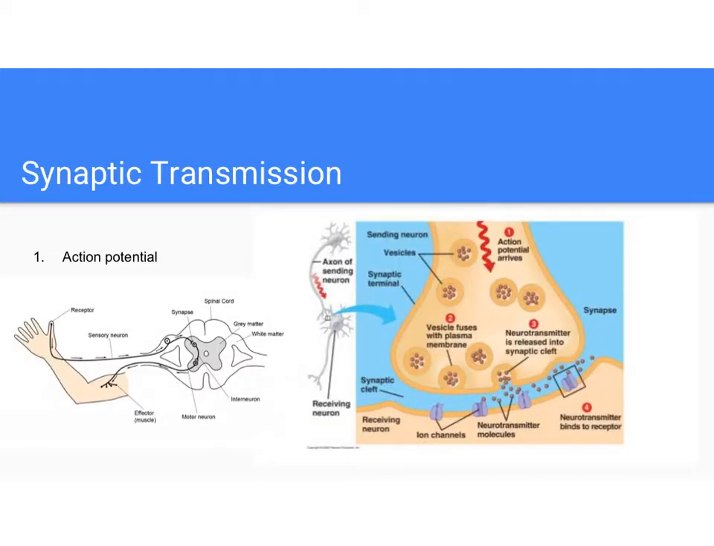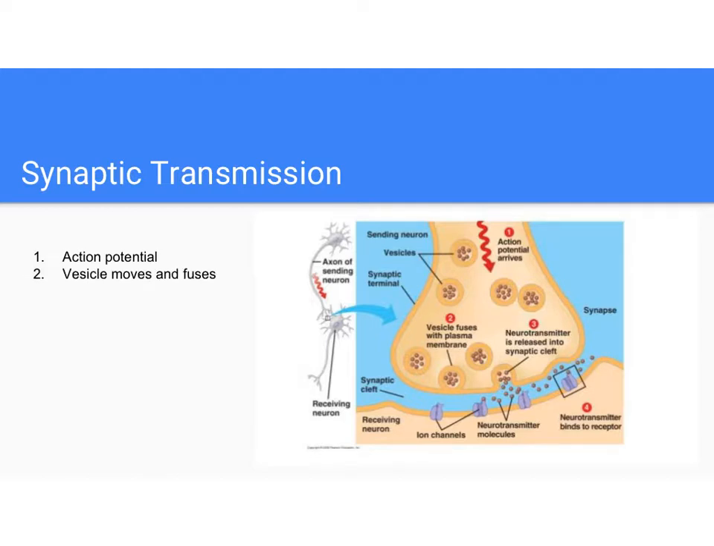With the action potential coming down this one axon, we're using the example of our sensory neuron, that information makes it to the end of the neuron, known as the terminal. The action potential comes into the terminal, and there are vesicles in the terminal that contain packets of neurotransmitters. These vesicles then move and fuse with the membrane of the terminal and spill the neurotransmitter into that synapse, into that gap.